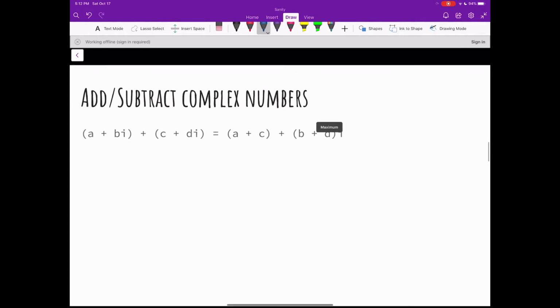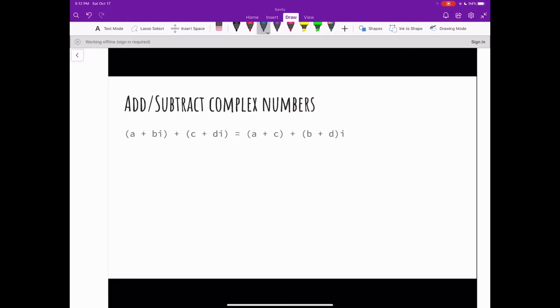All right, so here's a little definition of adding and subtracting complex numbers. I'm going to run through it real quick. If you were trying to add two complex numbers, here's an example of one complex number. It has, again, a real part and an imaginary part. And here's an example of a second complex number that we are adding to the first complex number.